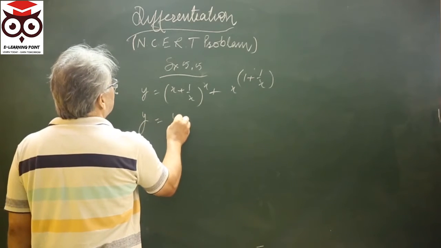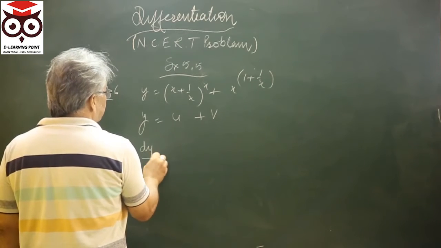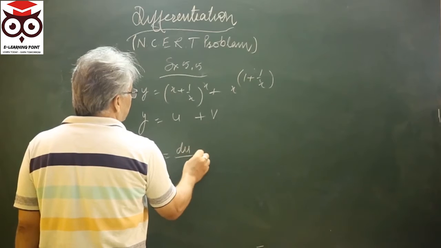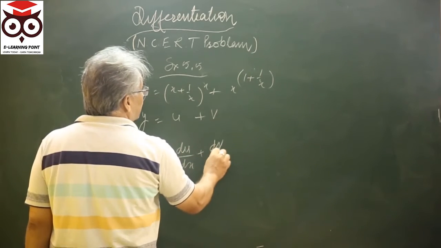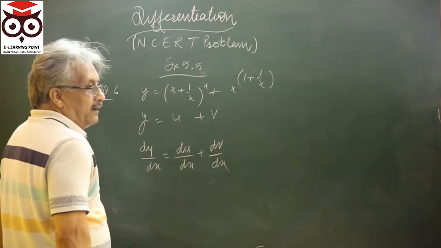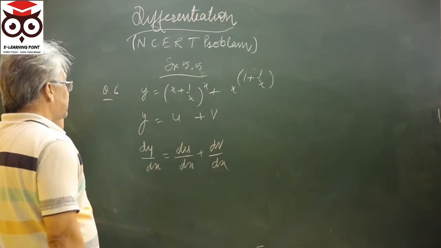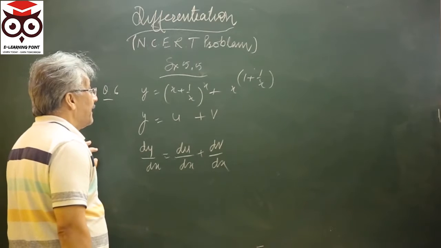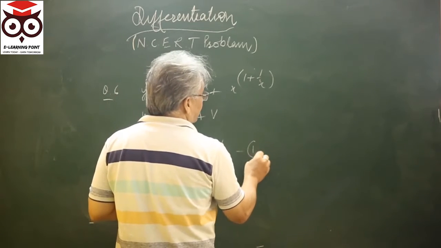You will suppose it u and you will suppose it v. This is dy by dx. This is du by dx, and this is dv by dx. Right? Now this is the first question.